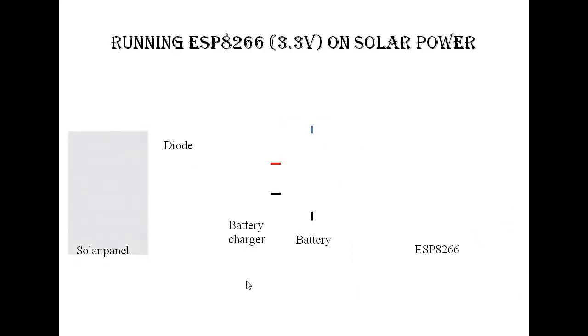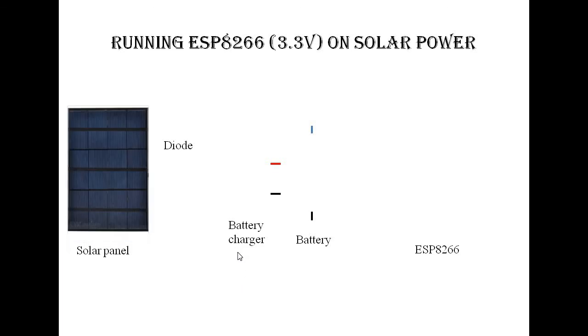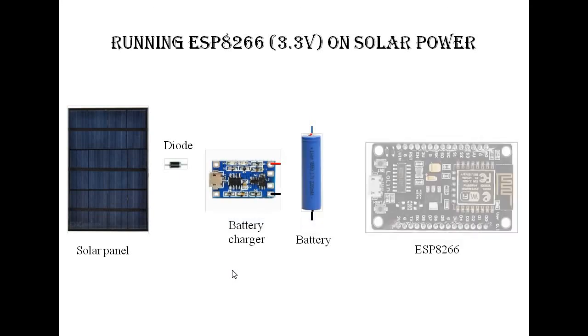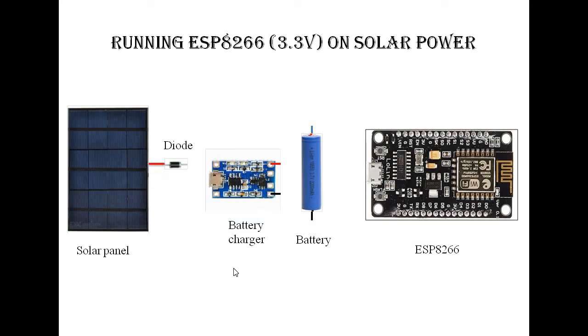Then we can also run the Wi-Fi module using the solar panel. Same here, this diagram is similar to the previous diagram. Only what you have to do is directly connect this battery to the ESP8266, that is the Wi-Fi module.